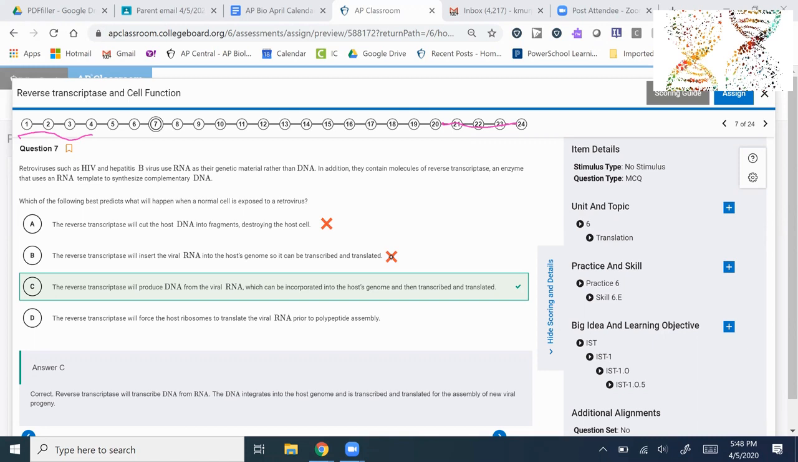C, the reverse transcriptase will produce DNA from the viral RNA, which can be incorporated in the host genome and then transcribed and translated. So that's correct. Well, let's look at D. The reverse transcriptase will force the host ribosomes to translate the viral RNA prior to polypeptide assembly. That is incorrect. All right, that hopefully was an easy one.